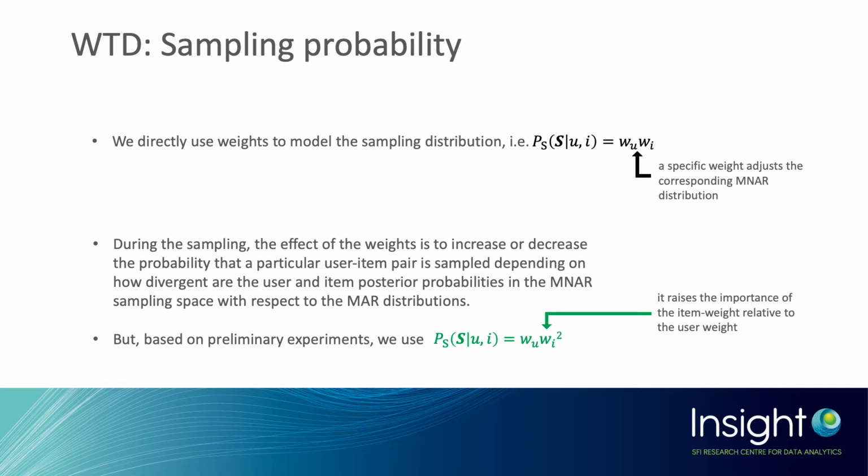But instead of the sampling distribution that you see above, for the strategy S, we used a different version colored in green on the bottom of the slide. And this is because it raises the importance of the item weight relative to the user weight. This version in green was designed after some preliminary experiments which tell us that item weights have a bigger impact with respect to user weights.